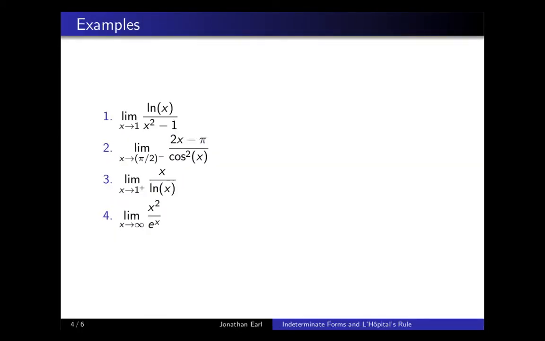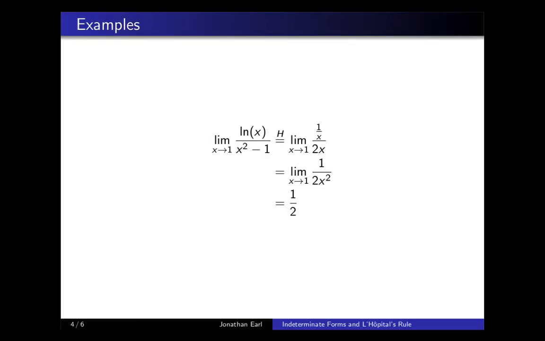Okay, so first we're going to go through these examples. The first one is the limit as x goes to 1 of the natural logarithm of x divided by x squared minus 1. We can see here that our numerator is going to 0, and our denominator is also going to 0. So we'll say that we are using L'Hopital's rule by just putting an h over the equal sign. The other way we can do it is by using a 0 over 0, infinity over infinity, and I have that in subsequent examples.